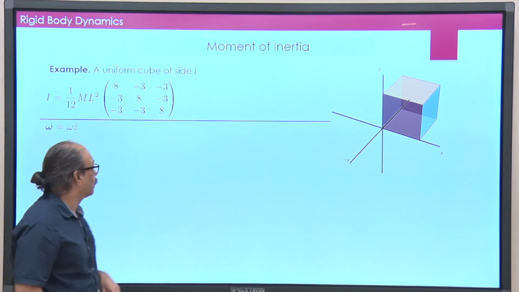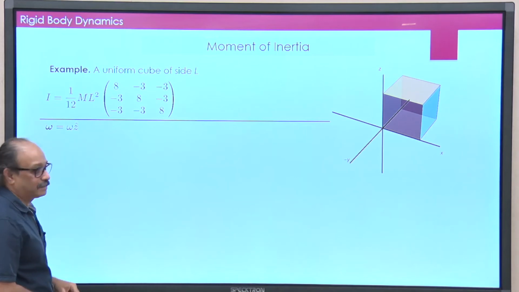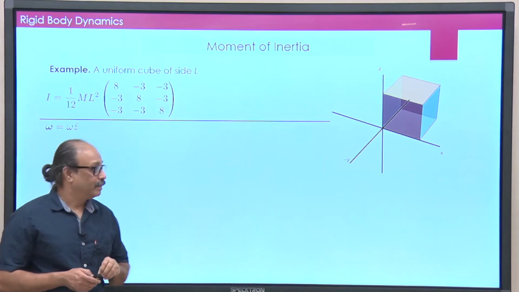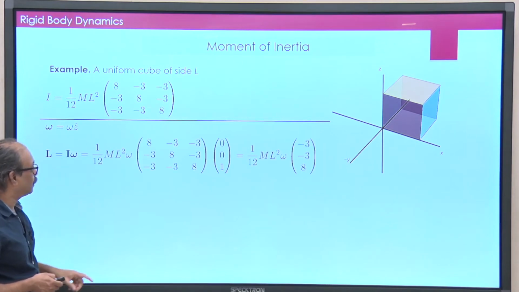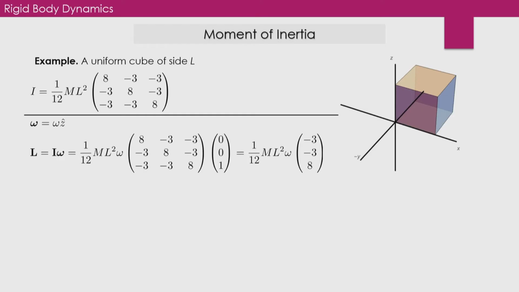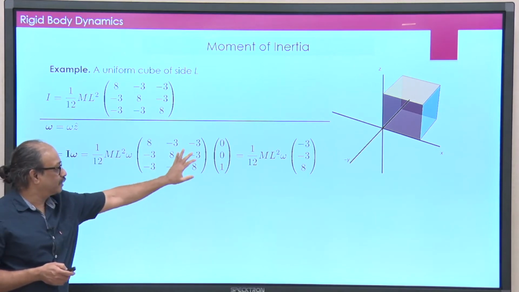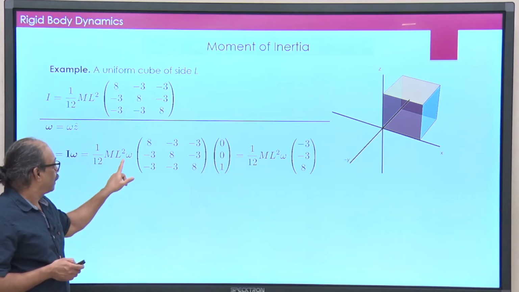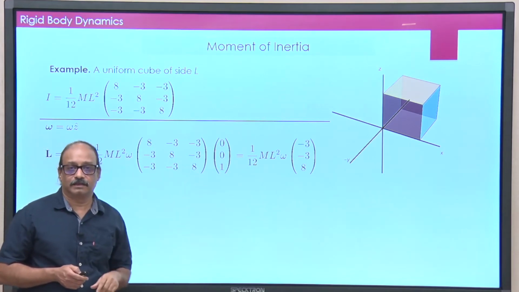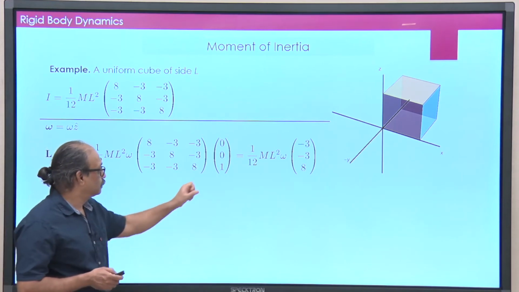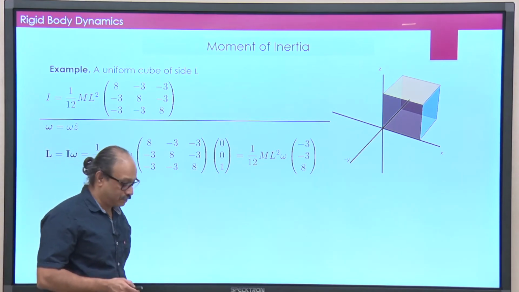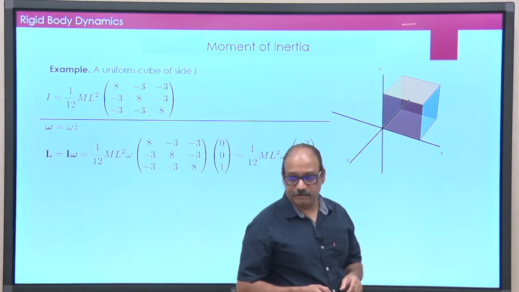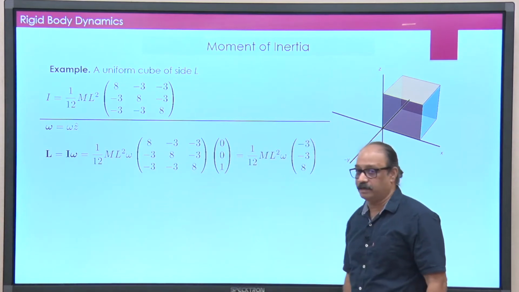Now, if I take omega as omega into z cap, that basically means z cap is nothing but 0 0 1 here. So, I have moment of inertia tensor multiplied by the angular speed. Moment of inertia tensor is here as a 3 by 3 matrix into 1 by 12 ml square and omega times 0 0 1, this is the z cap. If you take the product of this, you get the answer which is -3 and 8.